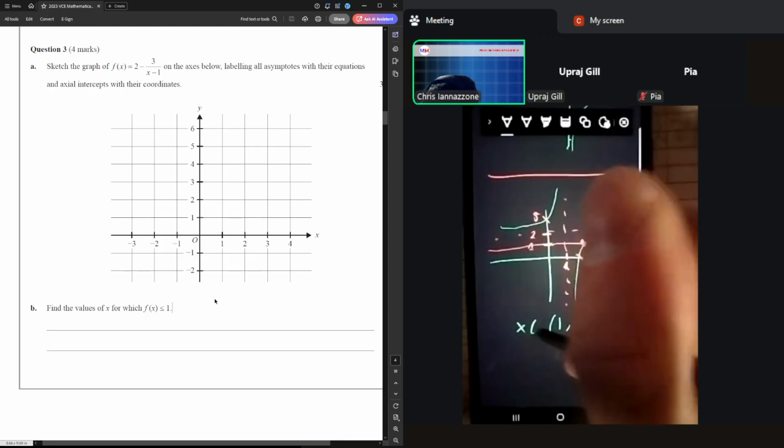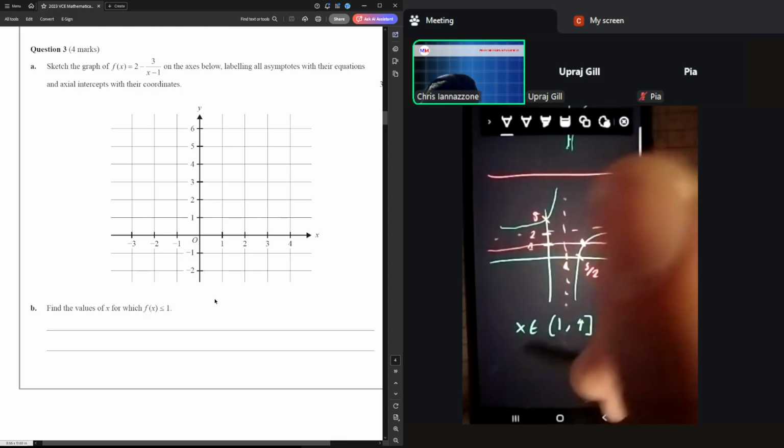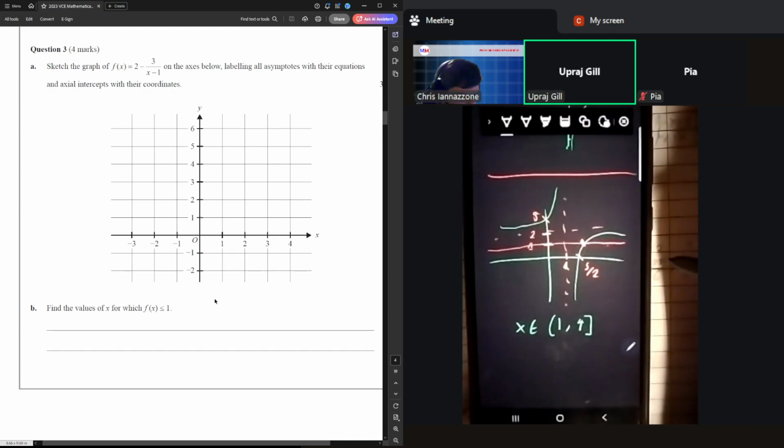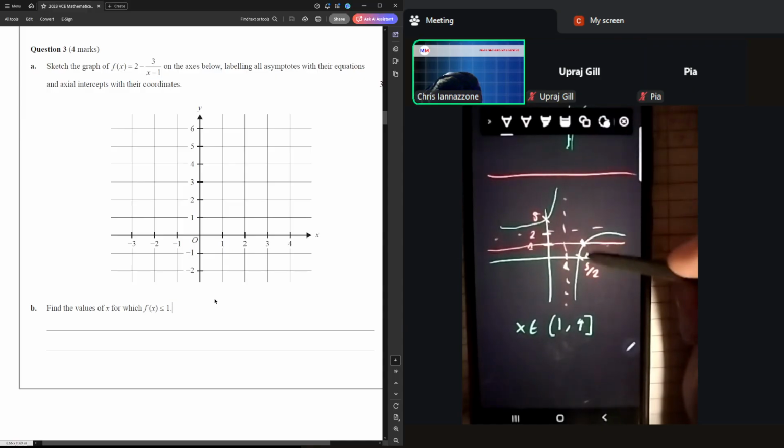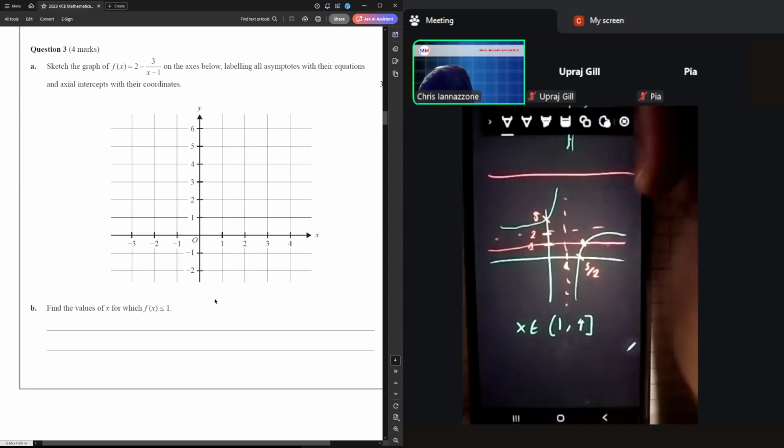So yeah, you'd say something to the effect of x is an element of 1 to 4. Even if you just give 1 to 4, you'll get the mark as well, but this is slightly stronger. And then the only real thing to do was solve the x equals 4 by getting y equals 1, just rearranging that.